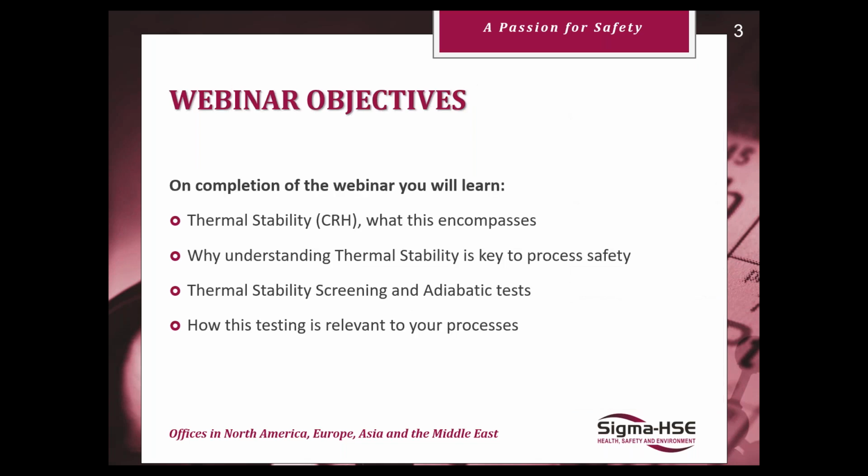So as I said, the objectives today: hopefully at the end of this, we'll have a better understanding of thermal stability as a phrase, how it relates to chemical reaction hazards, and exactly what this encompasses. Secondly, why understanding thermal stability is a key factor to designing your process safely. What kind of thermal stability screening tests there are, and also the adiabatic tests, and then how the testing, the outcomes and the data are relevant to your process and how they should be applied.